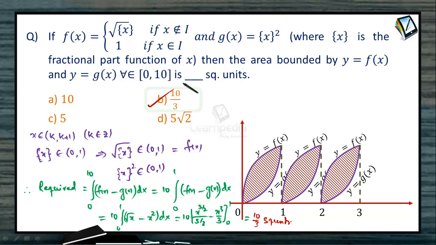So which is the correct option here? Yes, once the problem is identified to be a periodic function, the problem is simply to integrate between 0 to 1. And between 0 to 1, f of x is the same as square root of x, and g of x is the same as x square. So it is easier to calculate between 0 to 1, right?